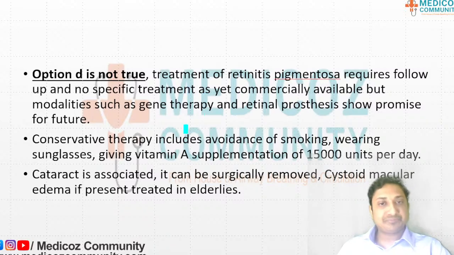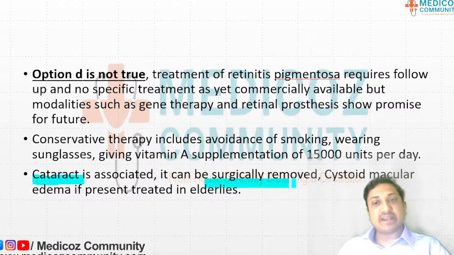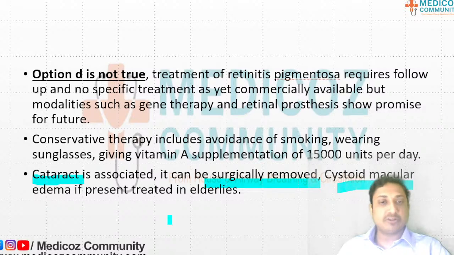Follow-up is for what? If the patient gets cataract, then you can treat him because cataract can be removed surgically, and a retinitis pigmentosa patient can develop posterior subcapsular cataract. In those cases, you need to do cataract surgery, and even RP patients can develop cystoid macular edema. In those cases, you can give them dorzolamide drops for the treatment of CME.